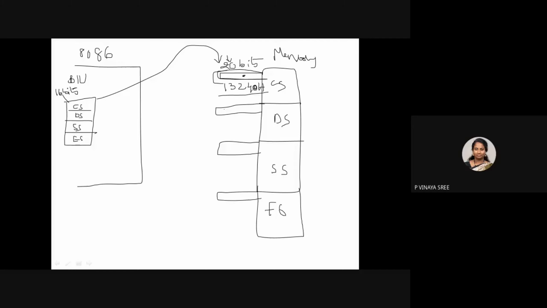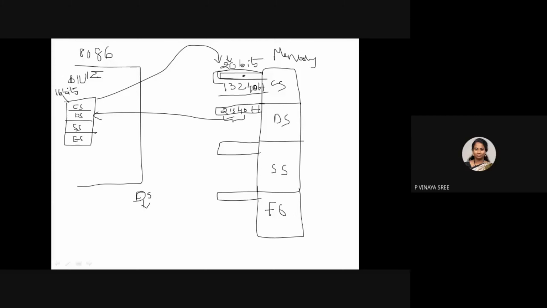In a similar way, let us consider the data segment memory location starting at 21340H. So what we will be doing is, 2134 will be placed in the data segment register. This is different. This is your segment, and these are your base registers, which are used for going to this particular location. So what is this physical address? Let me go for the data segment.